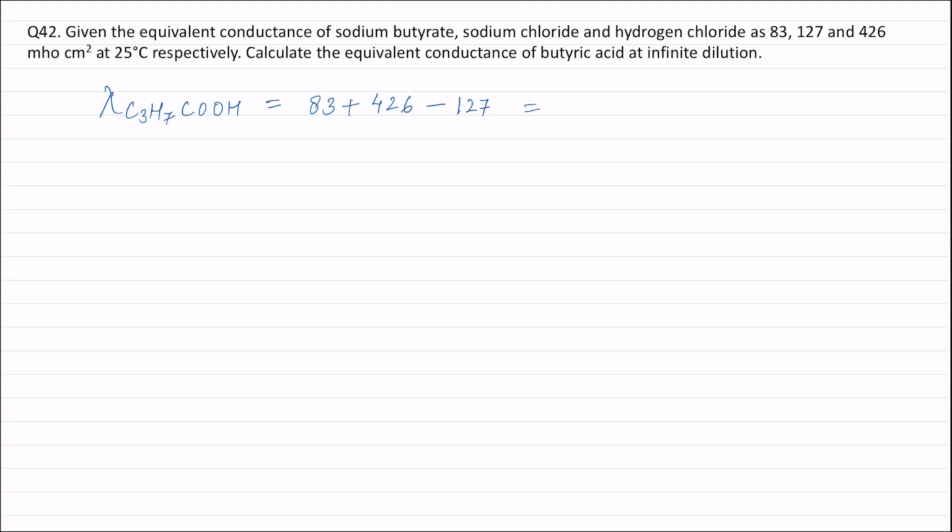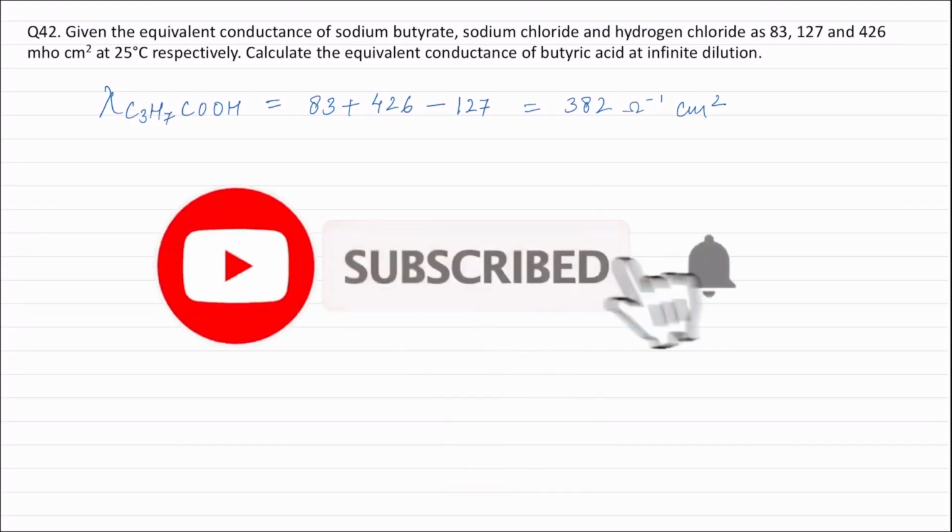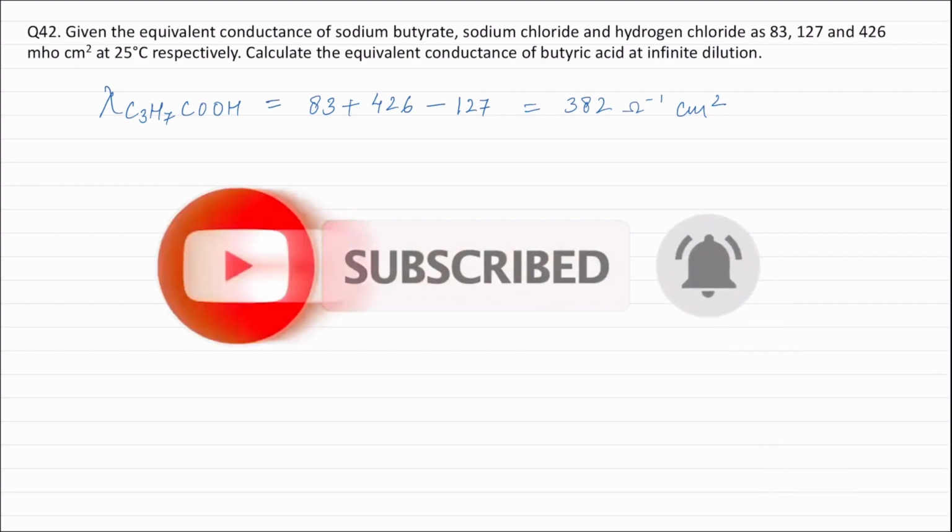And this is equal to 382 per ohm centimeter square. Therefore, equivalent conductance of butyric acid at infinite dilution will be equal to 382 per ohm centimeter square.